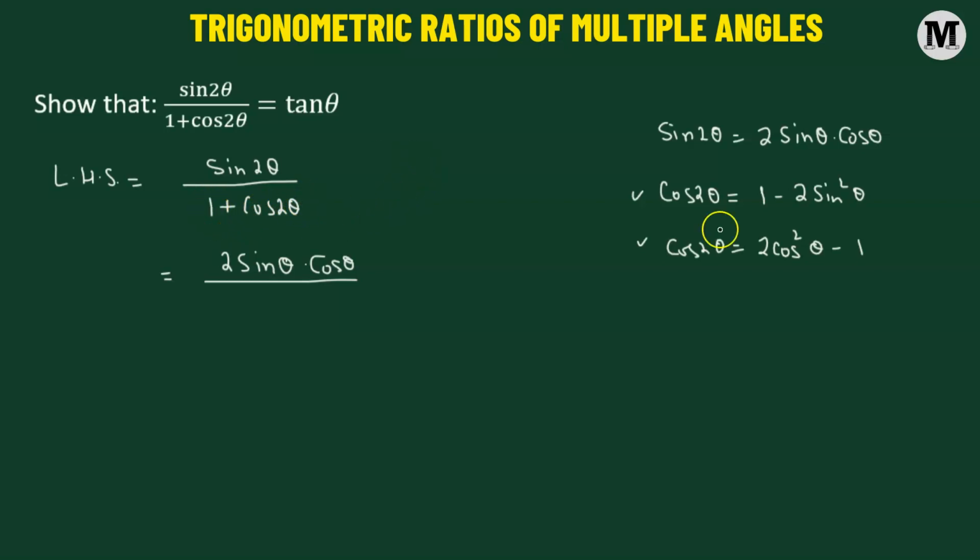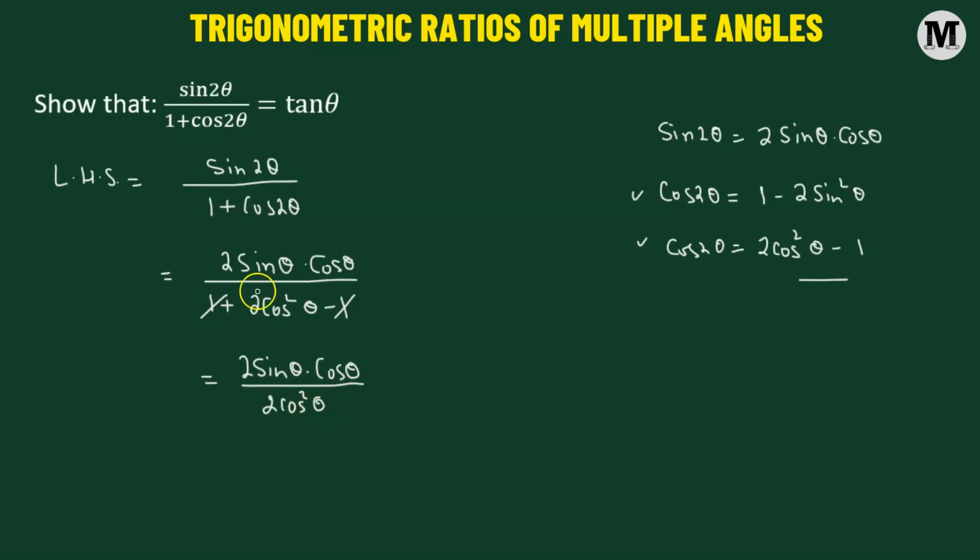Now, in order to cancel out 1, we can use this particular formula. We can replace cosine 2 theta with 2 cosine squared theta minus 1. So we have 1 added to cosine 2 theta, which will become 2 times cosine squared theta minus 1. Now we can cancel out this 1. So we are left with 2 times sine theta multiplied by cosine theta divided by 2 times cosine squared theta.